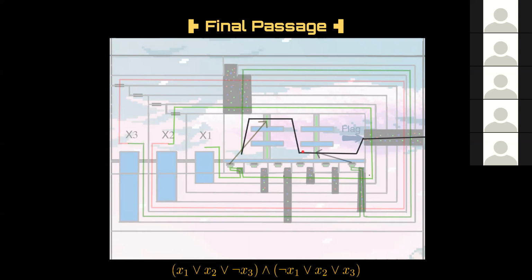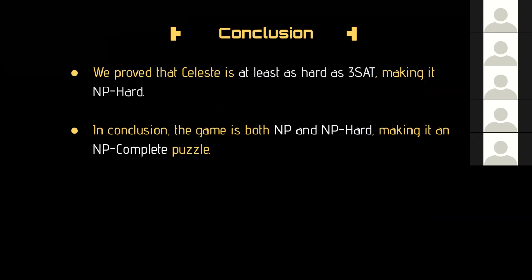So this is a specific construction for this level, but this can be generalized into any formula, and the frames will still remain polynomial because n frames correspond to n variables, n boolean frames, m clauses correspond to m clause frames, and there are only some polynomial of m and n frames for connecting, such as the crossover gadget or the flag frame. So this proves that Celeste is as hard as 3SAT.